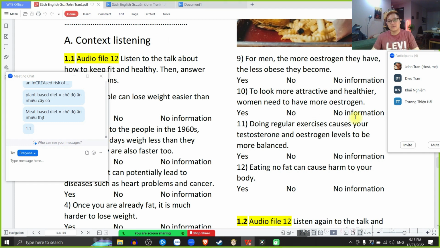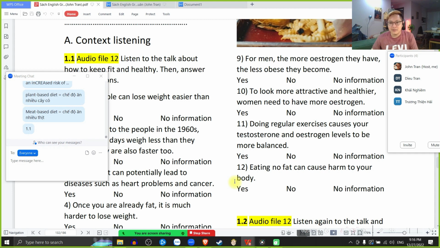Number 10, to look more attractive and healthier, women need to have more estrogen. Để nhìn hấp dẫn hơn và khỏe mạnh hơn, phụ nữ cần có nhiều estrogen hơn. Yes. It's a yes. Nhớ điều này nha mọi người. It's a yes. Cái kiến thức này rất là quan trọng luôn á. Kiến thức sinh học này rất quan trọng luôn á. This biology knowledge is really important for you too.